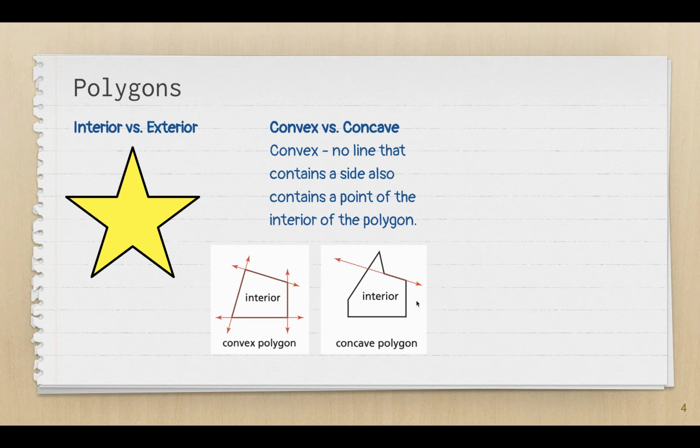Now you have a concave polygon. When you extend this side right here, you can see that the red line hits the interior. Also, if you were to extend this line here, that would also hit the interior. So by textbook definition, this is concave.